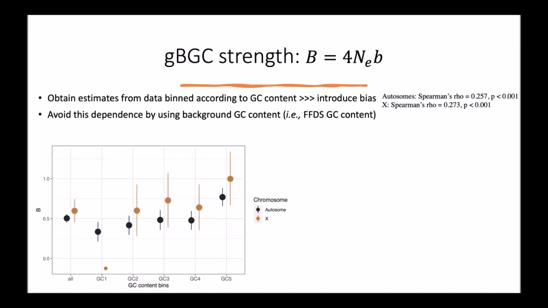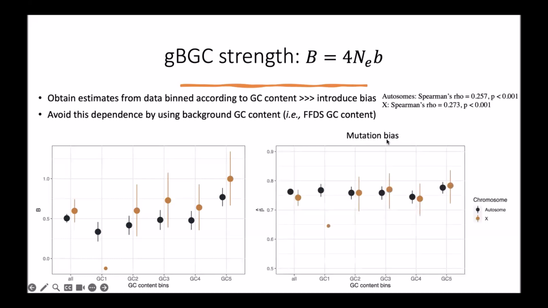Just to check how the mutation bias towards AT was changing inside these GC bins, I also estimated the mutation bias for 5 of my GC content bins and for all chromosomes, and I did not observe any difference in the mutation bias.